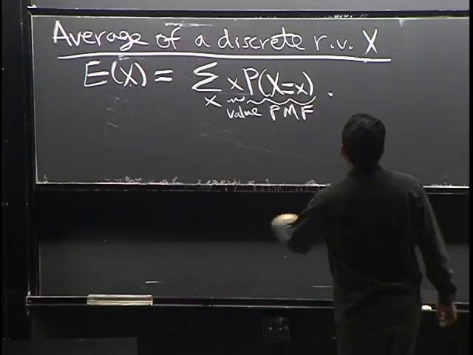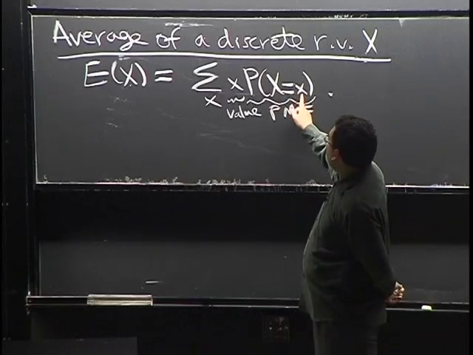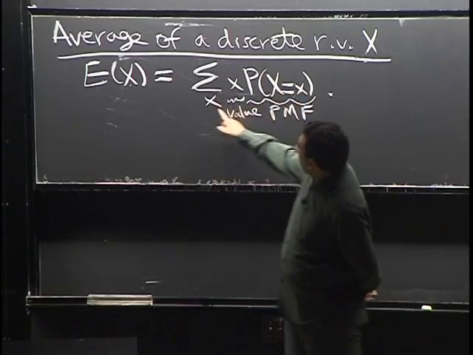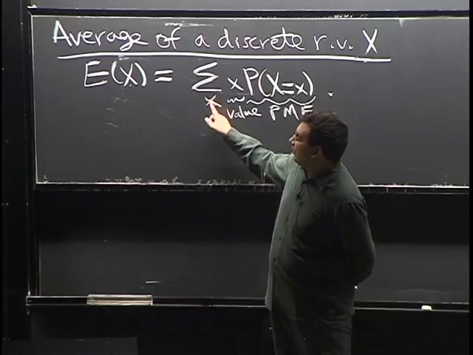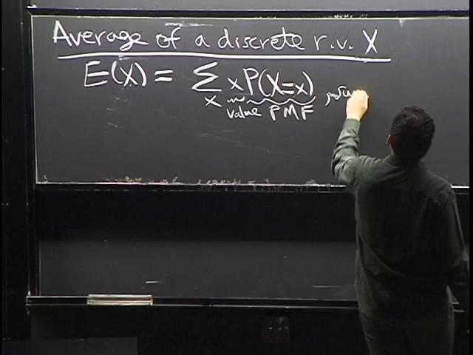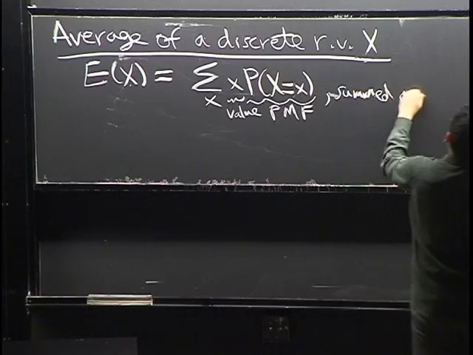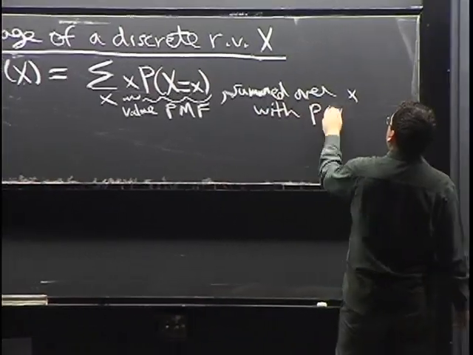but we could also write this as, here I'm assuming that we're not summing over all real x. We're summing over all x, well, let me write that out, summed over x with probability x equals x positive.